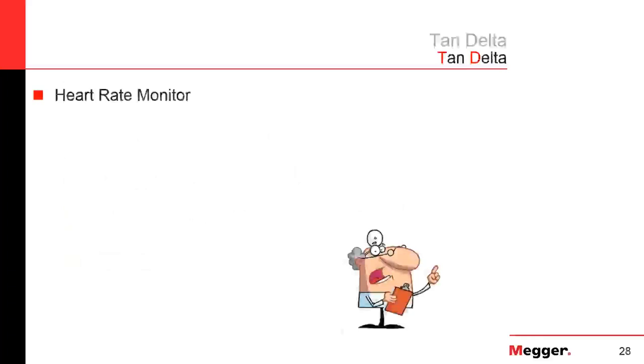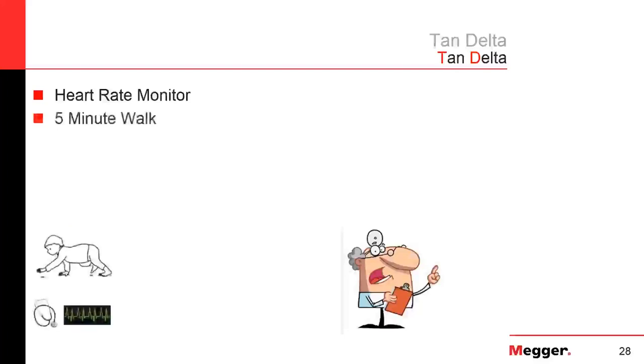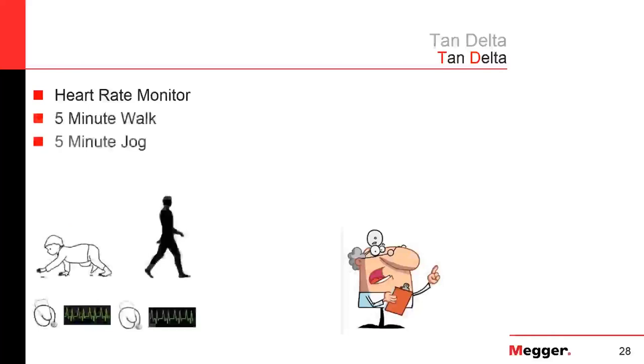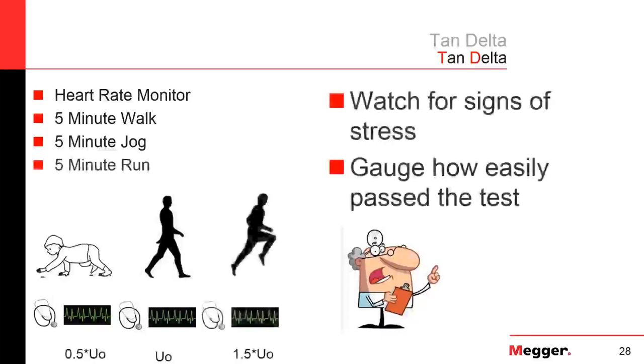So we'll go back to our doctor, and he's tired of people suddenly getting rushed off to the emergency room in his office there. So the next patient walks in, and he attaches a heart rate monitor to him. He says, okay, walk around for 5 minutes, and he watches the heart rate monitor. Okay, now jog for 5 minutes, and he watches the heart rate monitor. And finally, run for 5 minutes, and he watches the heart rate monitor.